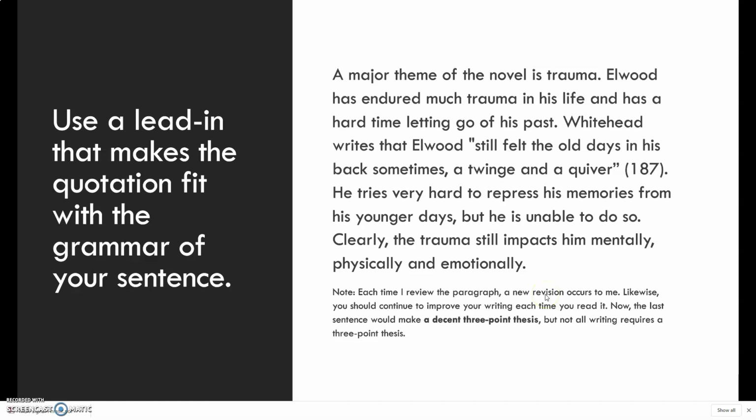Again, here's another example. I could say, a major theme of the novel is trauma. Elwood has endured much trauma in his life and has a hard time letting go of his past. Whitehead writes that Elwood still felt the old days in his back sometimes, a twinge and a quiver. So this time I have put Whitehead, the author's name, in the sentence, and I have writes that Elwood. So then I don't need Whitehead's name in the parenthetical citation.